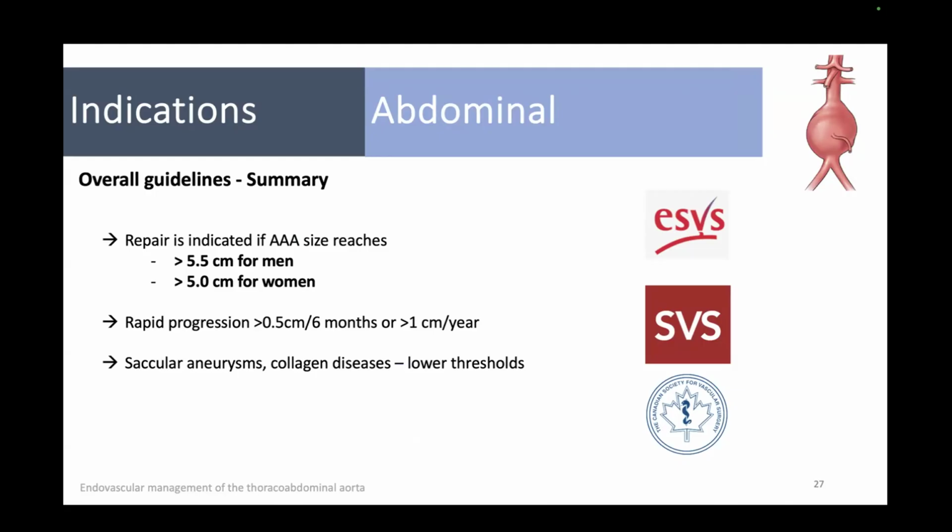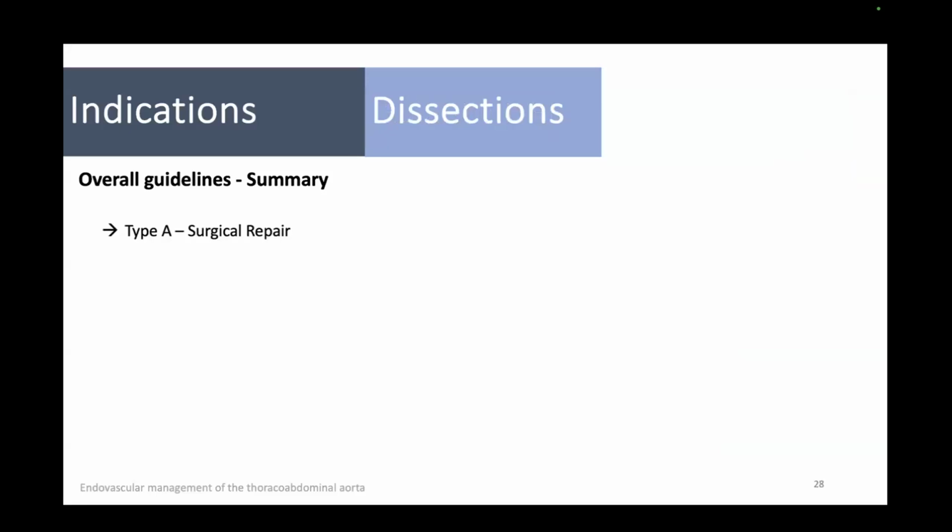This excludes saccular aneurysms and collagen diseases. We have lower thresholds for those, but it's not clear what the thresholds are.